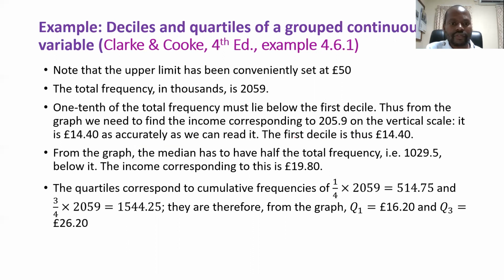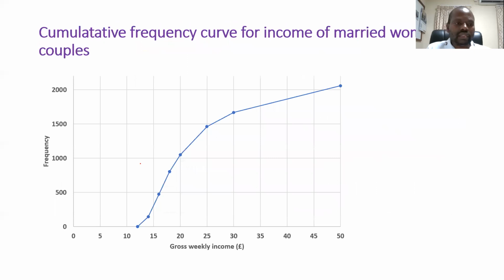And then comes the median. From the graph, the median has to have half of the total frequency. Half of 2059 is 1029.5. So if we go to the graph, 1029.5, here is 1,000, and then 29 maybe should be somewhere there, about 1,250. If we move up to there, it should be close to 20.